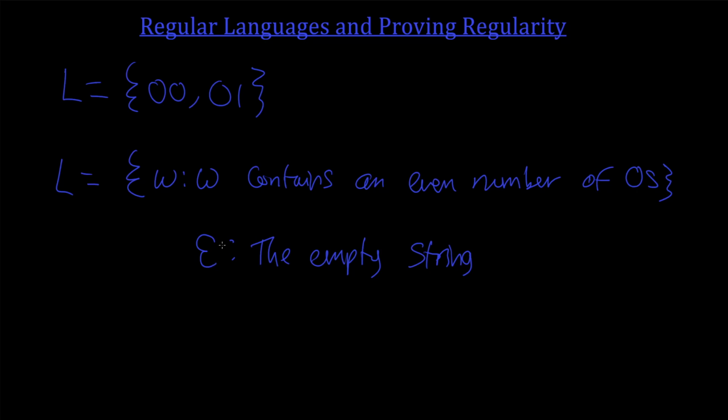So what about epsilon? Does epsilon fit into this language? Well, it turns out that it does. Epsilon is in this language because epsilon contains 0 zeros. It contains no zeros. And since 0 is an even number, epsilon contains an even number of zeros. So it turns out that epsilon is in the language.